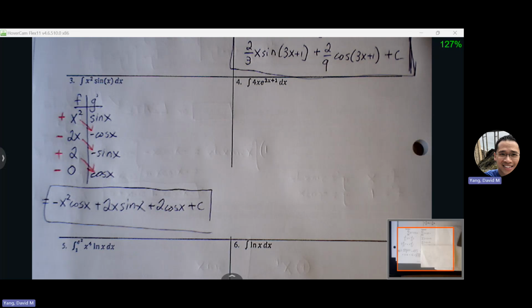Any questions with 3? Number 4, I want you to try the tab method as well, but we gotta be careful with that e to the 3x plus 1. There's gonna be a little bit of U substitution that's gonna come out of it. But once you find the pattern, you just repeat that pattern and not have to go through U substitution every time, right? Once you figure out that pattern, just apply that pattern to each subsequent integral.